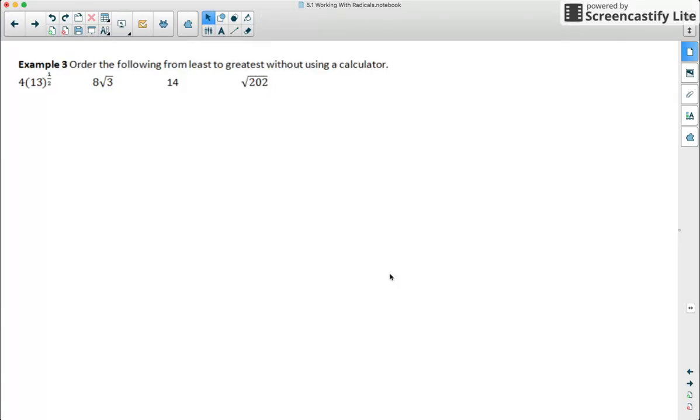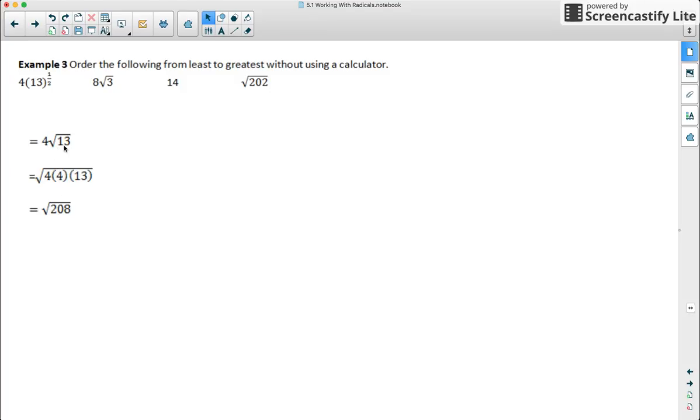In this example, we're asked to order the following terms from least to greatest without using a calculator. So what we want to do is convert them all into an entire radical, because then we can compare the radicands and see which one is least and which one is greatest. Okay. So the first thing that we have to do is rewrite this 13 to the power of 1/2 as a square root. Okay, and that's prerequisite knowledge here. 1/2 can be rewritten as a square root sign.